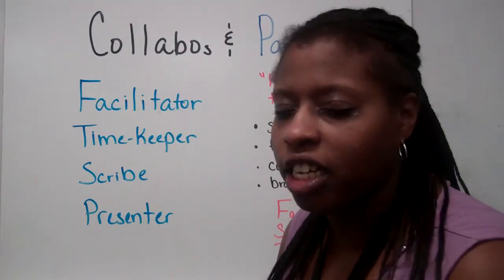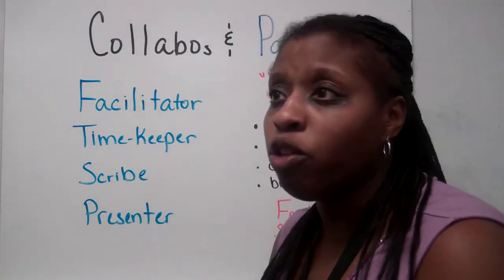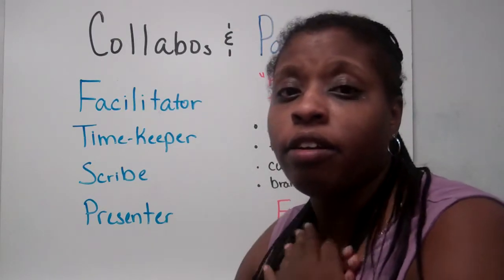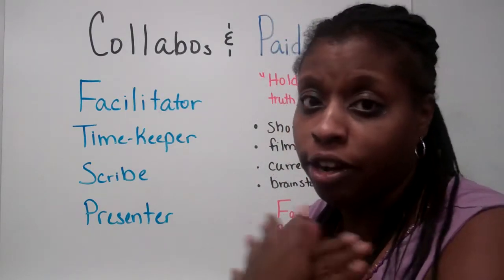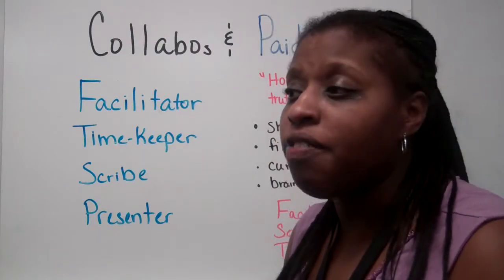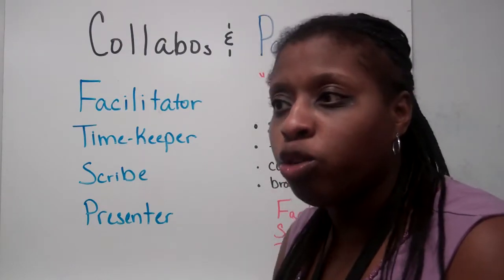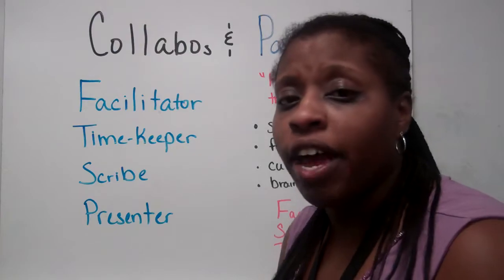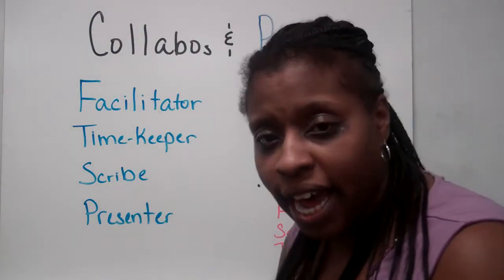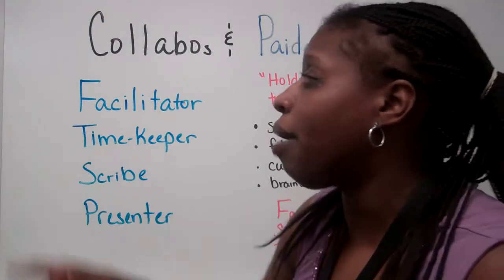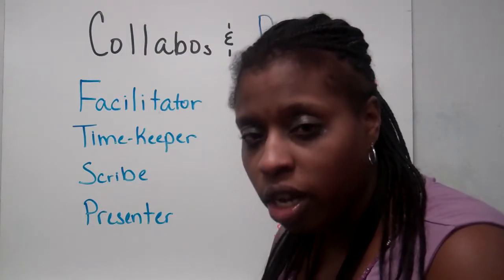The first role is facilitator. I like to think of the facilitator as the supervisor. They're the one that gets the plan from the main facilitator, i.e. the teacher. And then they figure out a plan to be successful. So every Collabo group is given a task. It is the facilitator's job to figure out how to execute the task.